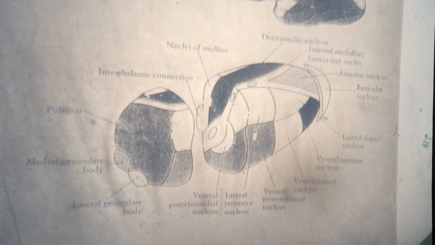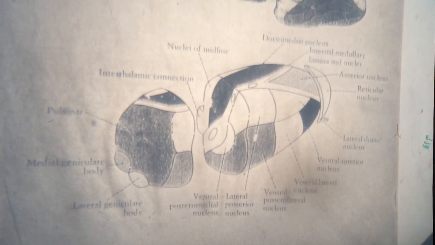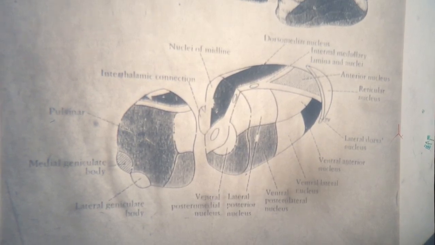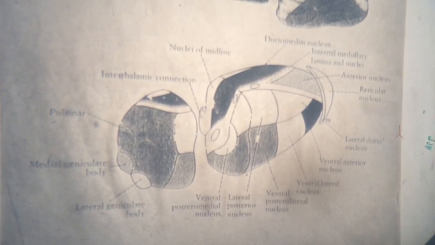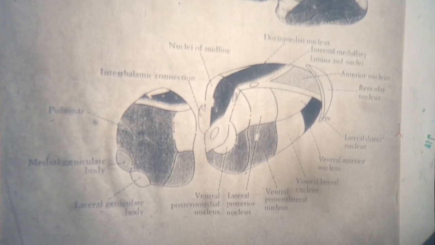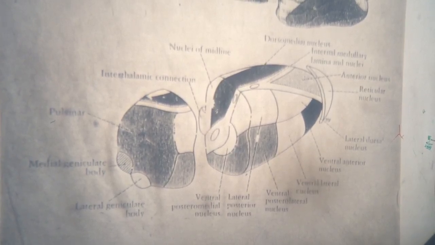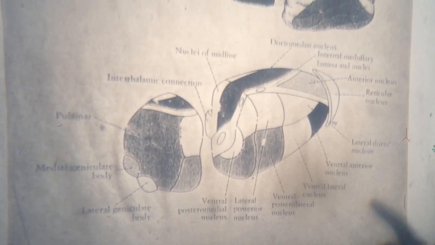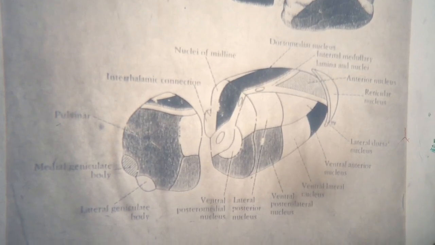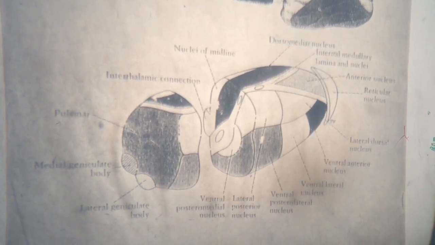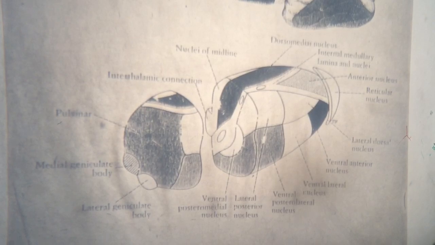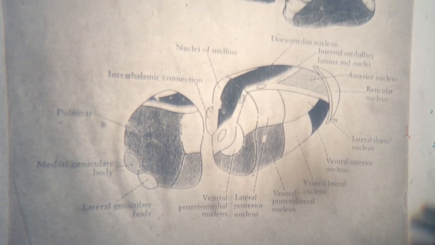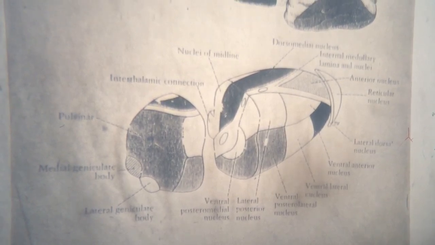VPM, the ventral posteromedial nucleus, receives nerve fibers from the gustatory or taste pathway and from the trigeminal pathway.